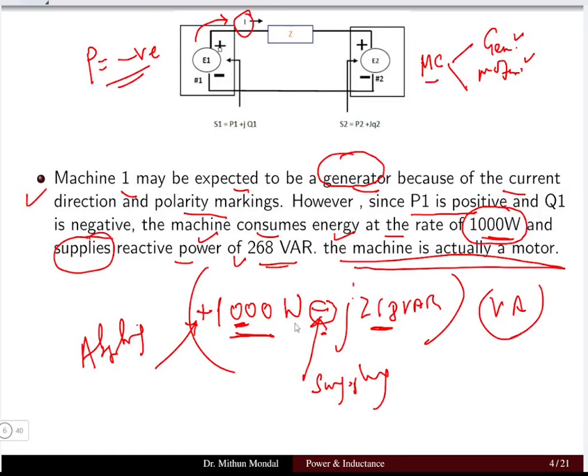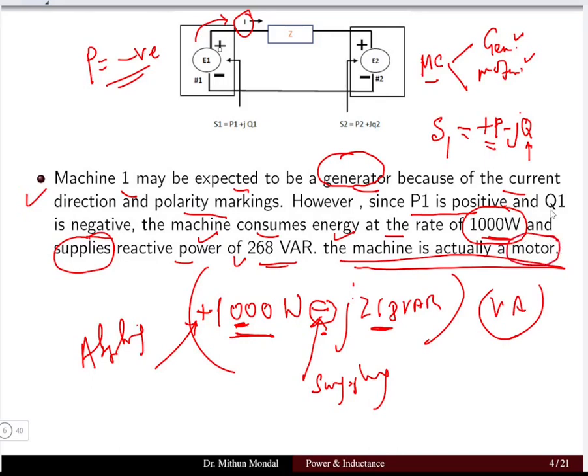So here, from the power equation, we have the S1 power as basically plus P minus jQ. It means the real power plus P is being absorbed, and the reactive power Q is being delivered. So if the reactive power is delivered by the system, whereas the real power is consumed, then it means that the machine is a motor.